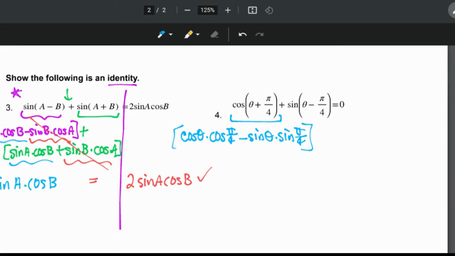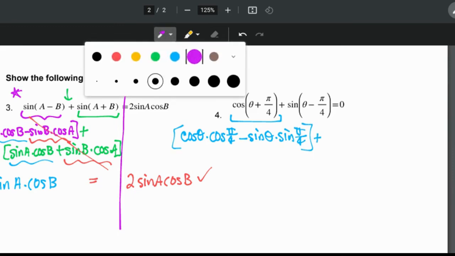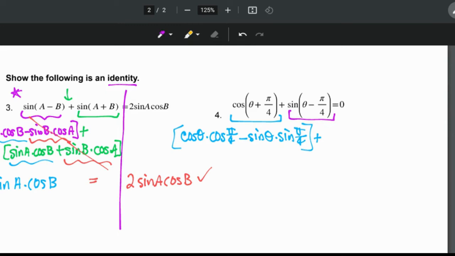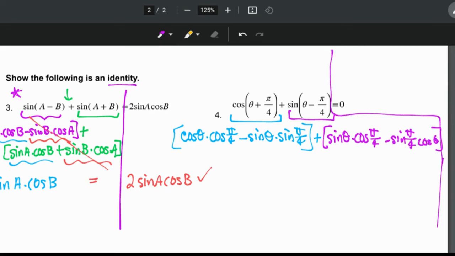And I'm just going to put those in brackets so we can separate. And I'll switch colors so that we can do the sine of theta minus pi over 4. So that expands to sine theta times cosine of pi over 4 minus sine pi over 4 times cosine of theta. And obviously we're working just with the left side of this equation, hoping that it equals 0.